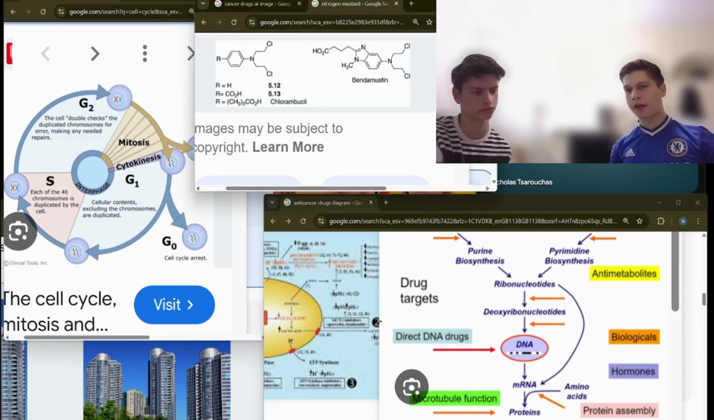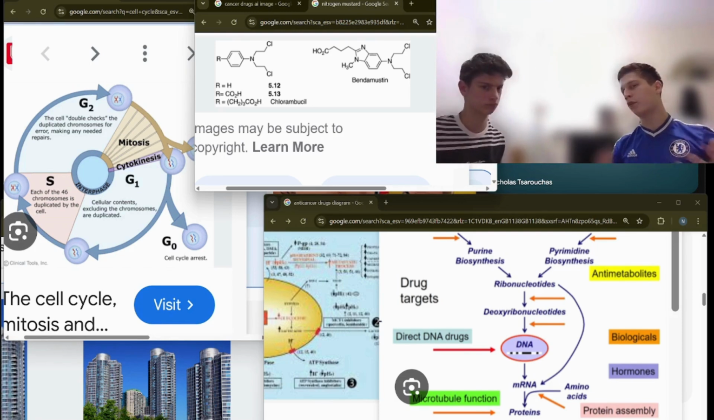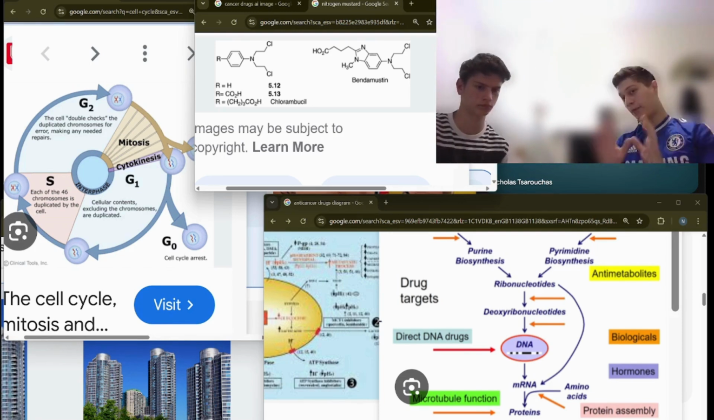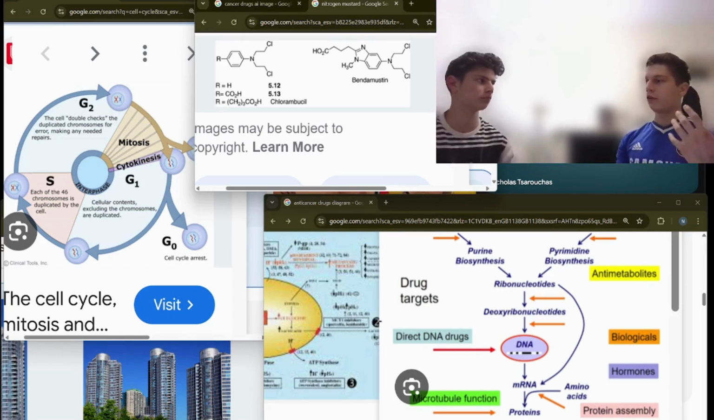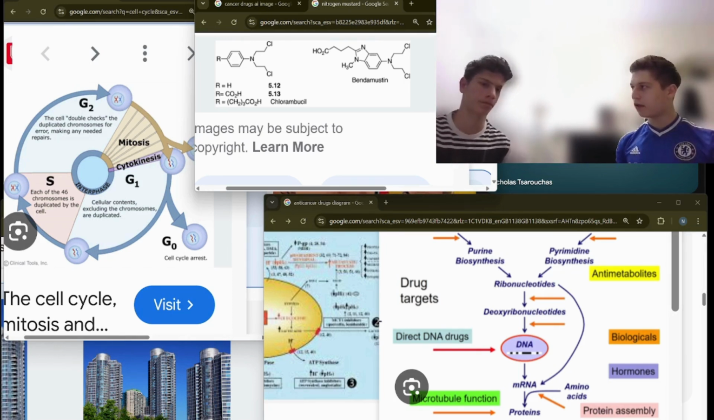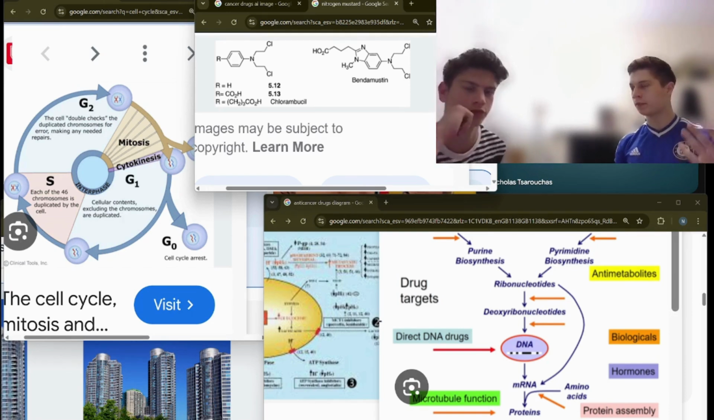There are different types of nitrogen mustards. You have cyclophosphamide, which is a prodrug. It needs to be activated by liver metabolism. An important thing is hemorrhagic cystitis, because breaking down cyclophosphamide produces something called acrolein, which is deposited in the bladder and causes a lot of bleeding, which can be very dangerous.